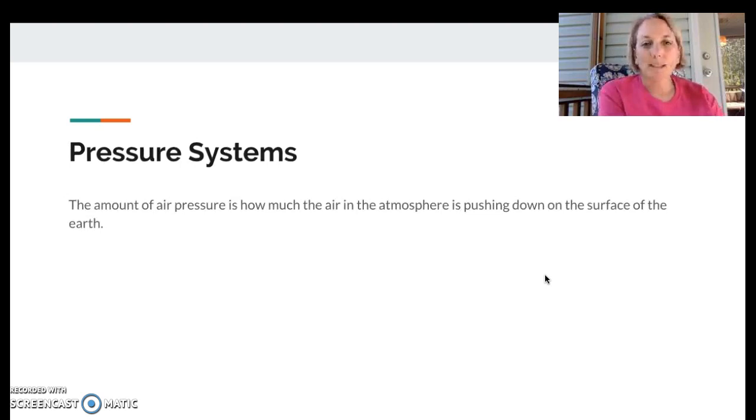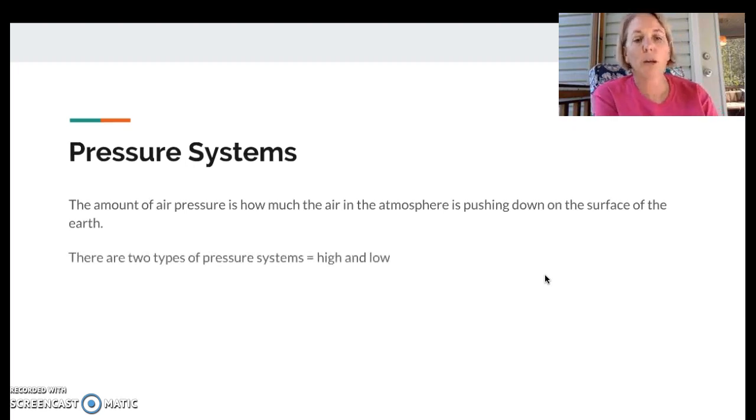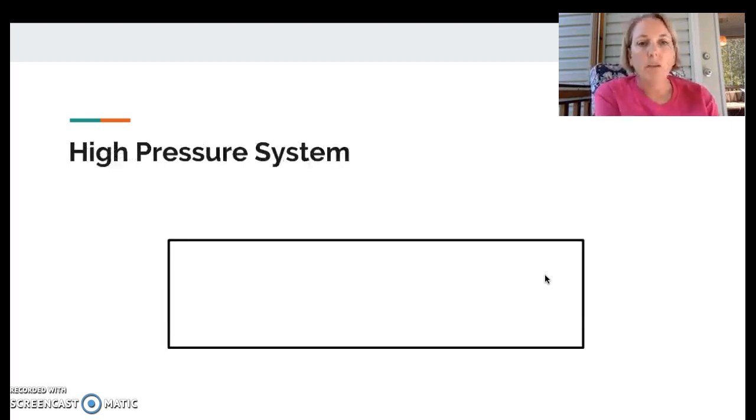All right, so basically to define a pressure system, the amount of air pressure is how much the air in the atmosphere is pushing down on the surface of the Earth. Okay, so how much pressure is the air putting on the surface of our planet? There are 2 types. It's either high pressure or low pressure. Okay, so let's first talk about a high pressure system.